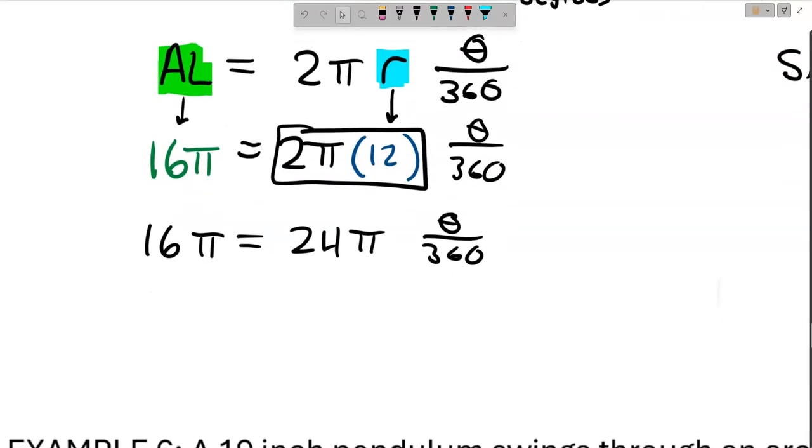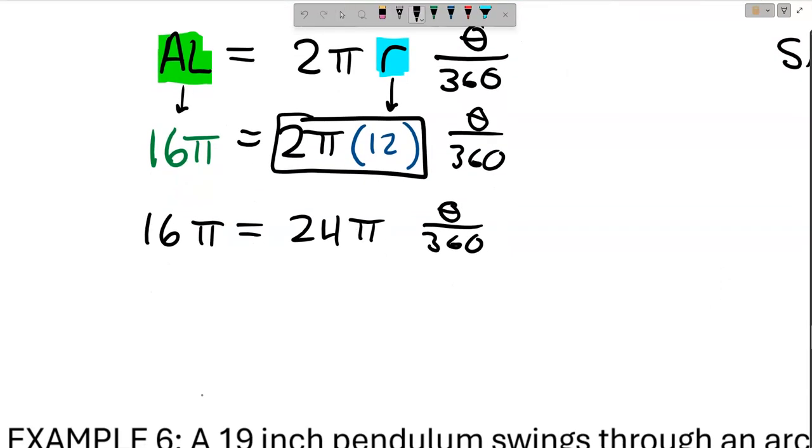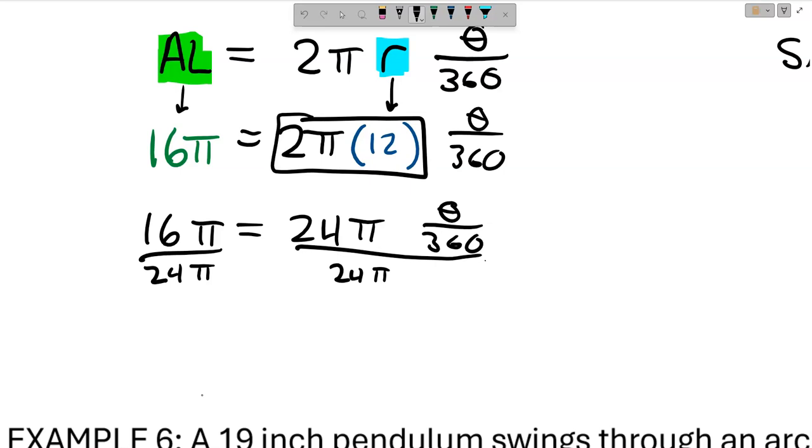which is 24 pi. Now we want to figure out what theta is, and there's a couple different ways to go about this, but the easiest way, in my opinion, would be to divide both sides by 24 pi, because what happens here is the pi's end up canceling there and they cancel there, so we really just have the number 16 over 24. Since both those numbers go into 8, that means that my answer is going to be 2/3.